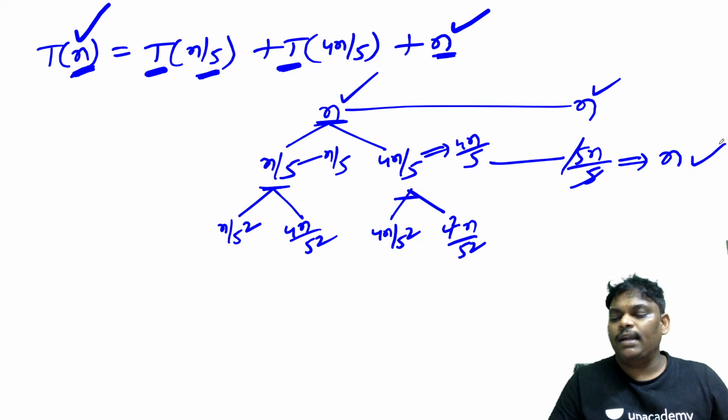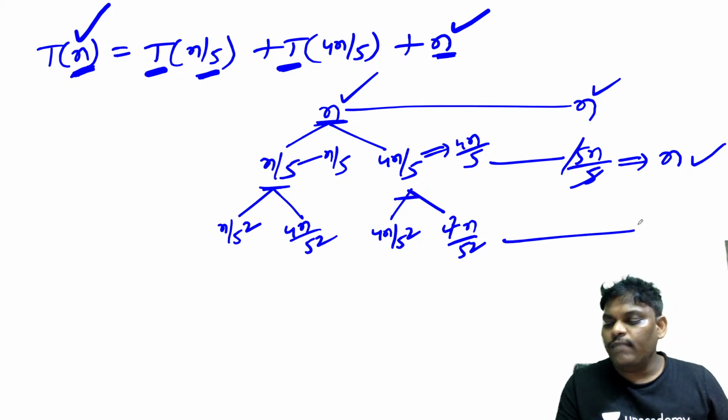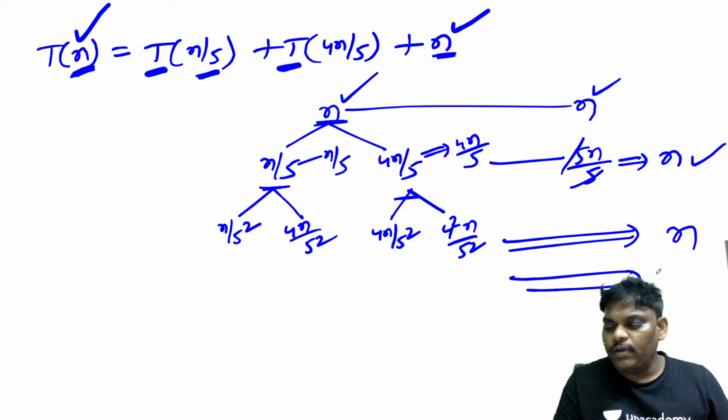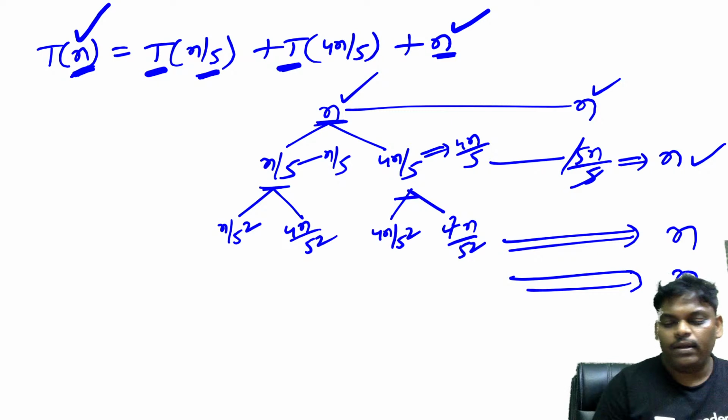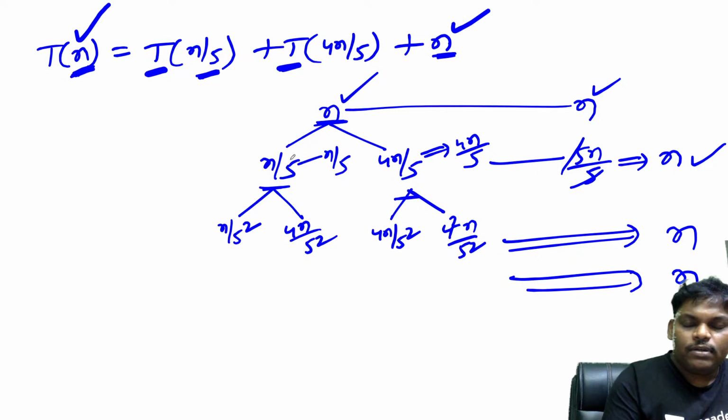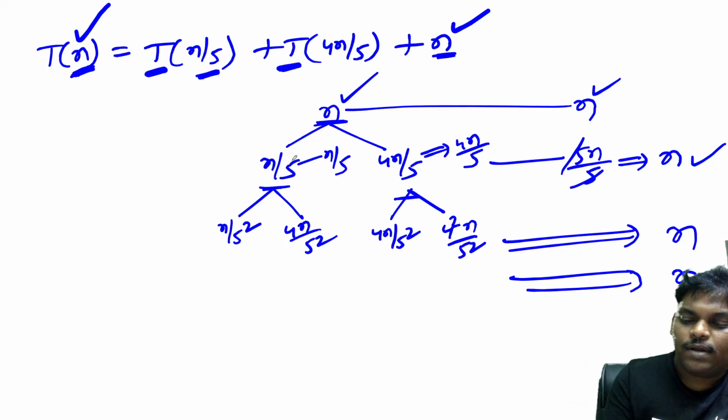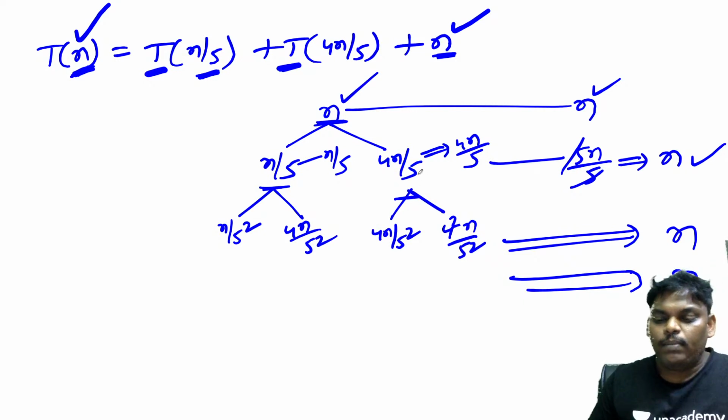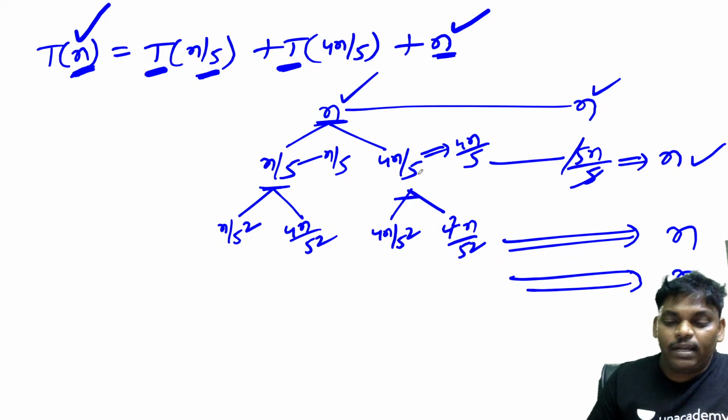If the first and second levels are the same, then further levels will also be the same. You can verify. Further also n will come. And one more thing: left is multiplied by 1 by 5, right is multiplied by 4 by 5. Multiplying by 1 by 5 is nothing but dividing by 5. Multiplying by 4 by 5 is nothing but dividing by 5 by 4.